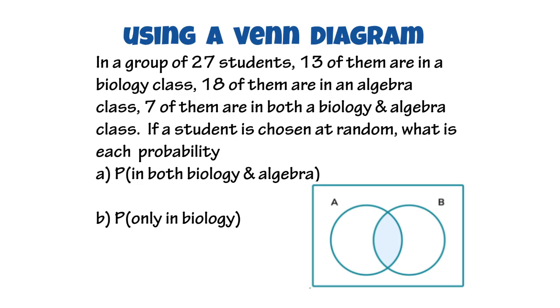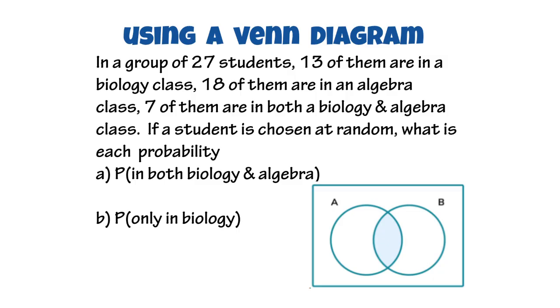So it says here, in a group of 27 students, 13 of them are in a biology class, 18 of them are in an algebra class, 7 of them are in both a biology and an algebra class. If a student is chosen at random, what's each probability? All right, let's fill in our numbers.